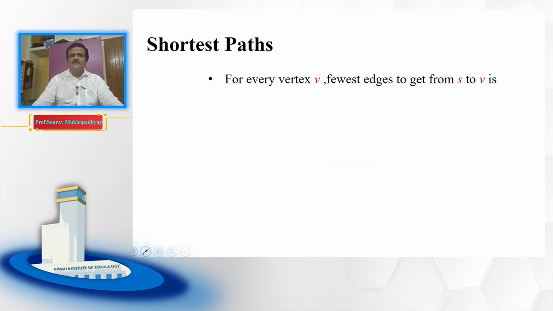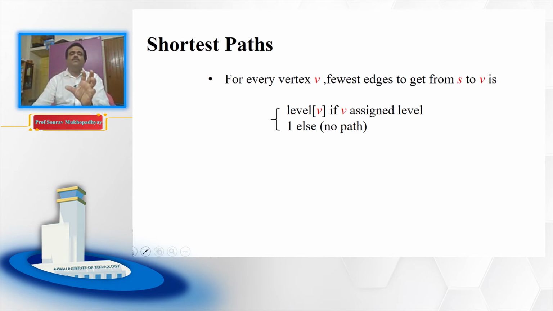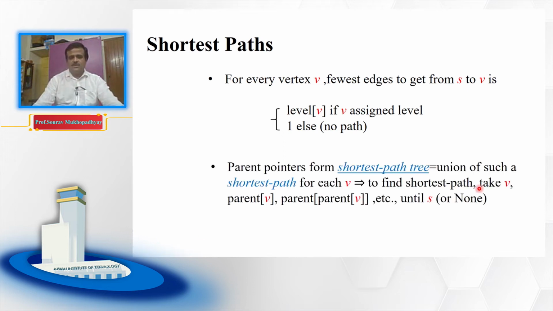And as an application, we said the shortest path one. If we follow the parent pointers, it will give us, for every vertex V, the fewest edges to get from S to V, that is the shortest path. If we put the weight of each edge as 1, that is nothing but the shortest path. So basically we follow the parent pointer.